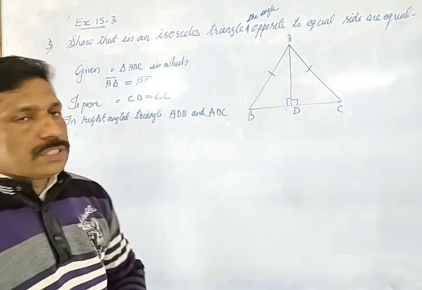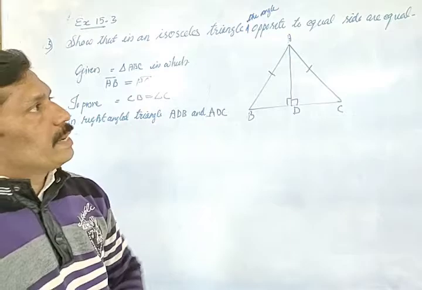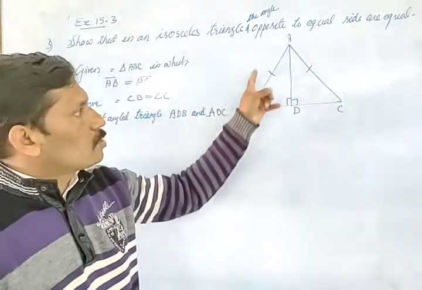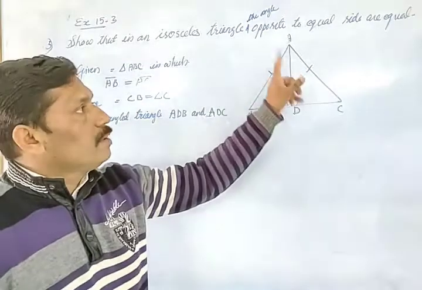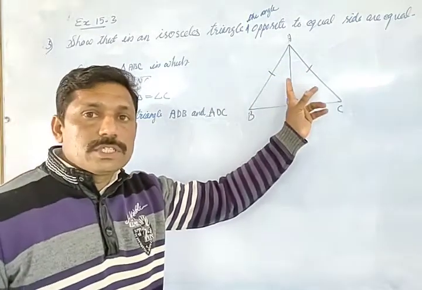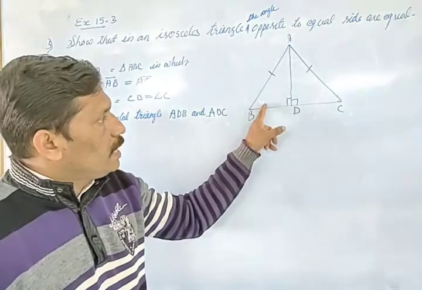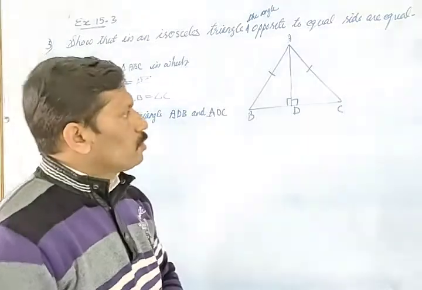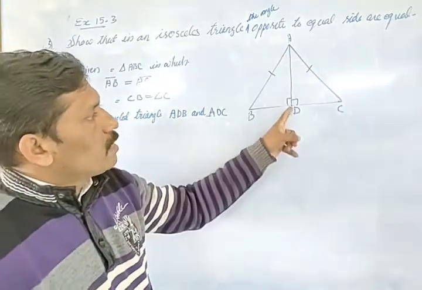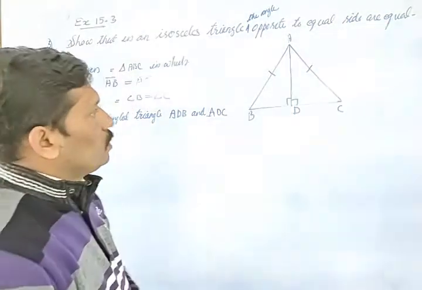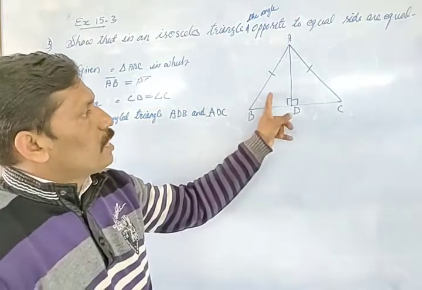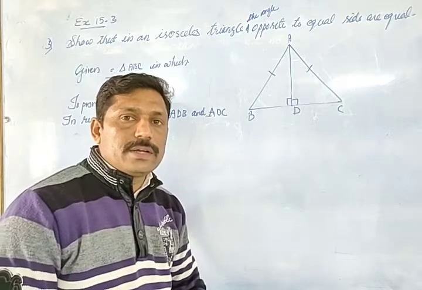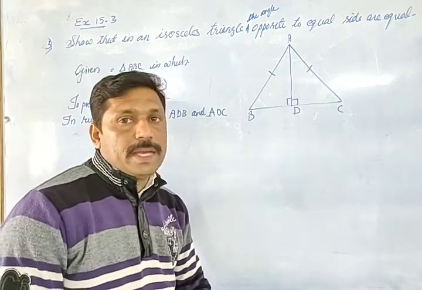Show that in an isosceles triangle, the angles opposite to equal sides are equal. Example, ABC. This is an isosceles triangle, given that both sides are equal. We want to prove that the angles opposite, that means angle B and angle C, both are equal. That we want to prove. So in order to prove that, this AD, that is a perpendicular, we have made, and we have to prove that both these triangles are congruent. If both the triangles are congruent, their corresponding angles also will be congruent.